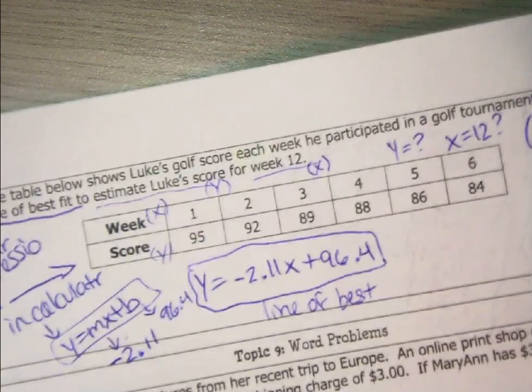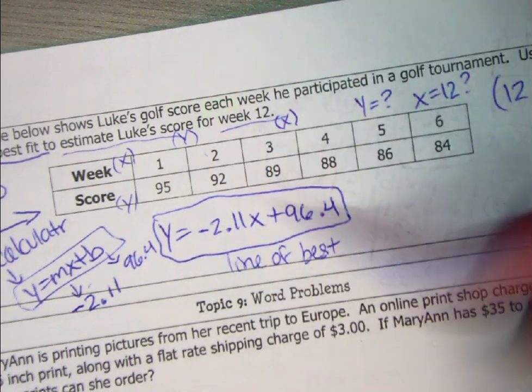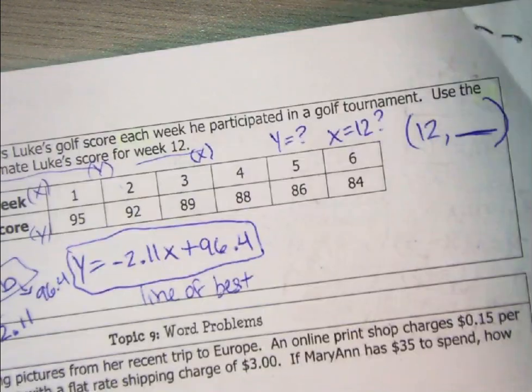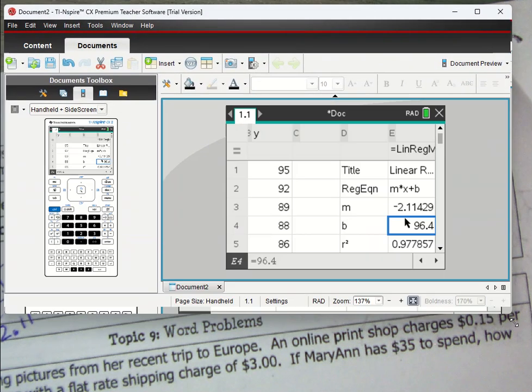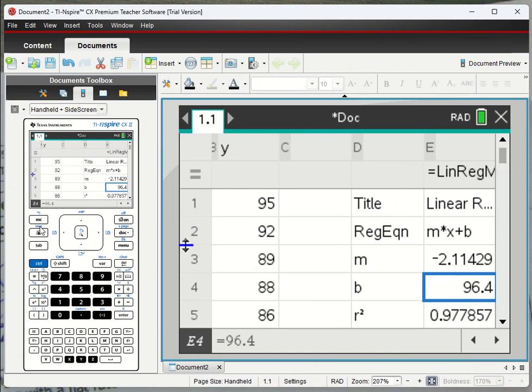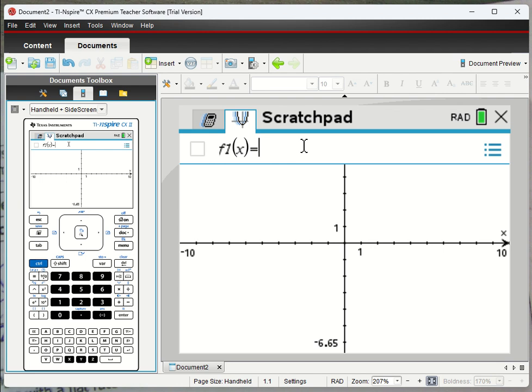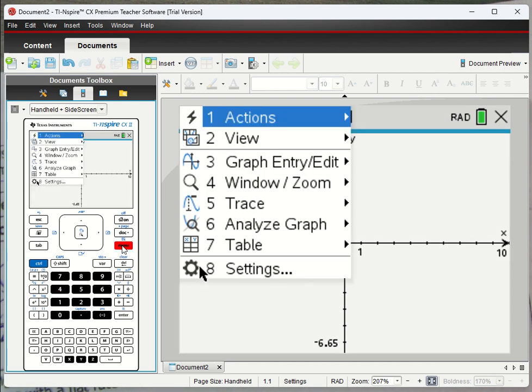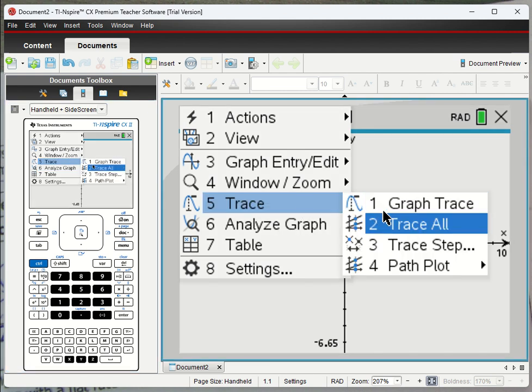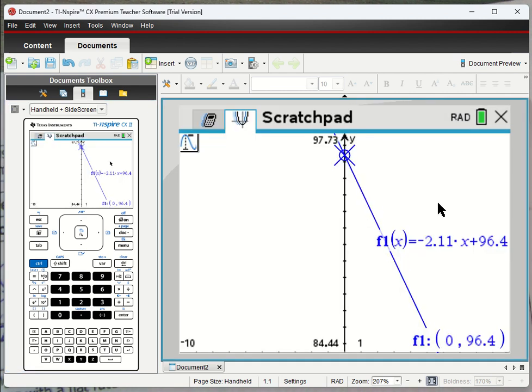Sometimes that's all they want in a question, but sometimes they want you to predict. So remember we talked about predicting when X is 12. So what we can do now is go to our calculator. Let me bring it over. And we are going to graph this. There are several methods here, but the quickest one, I always just go here and type the equation we created. So that's negative 2.11 X plus 96.4. The graph is in there, but we need to trace it. Graph, trace. Now you can see the y-intercept immediately, which is at 96.4, right there, the b value.